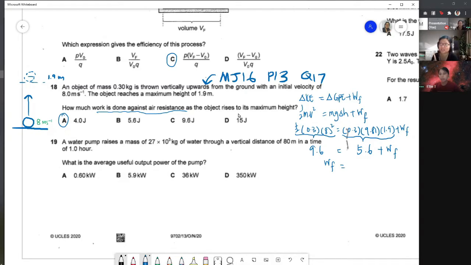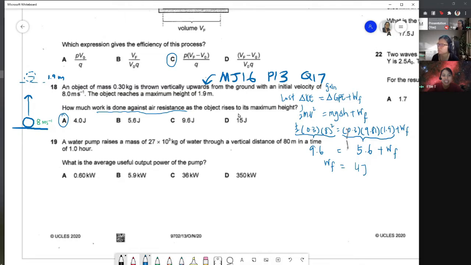When this ball is traveling up, it loses KE. So the loss in KE will be equal to the gain in GPE. And who is taking away some of that gain? Friction. Without friction, the ball can travel higher. The air or something becomes hot. Okay, so this one will be 4 joules.